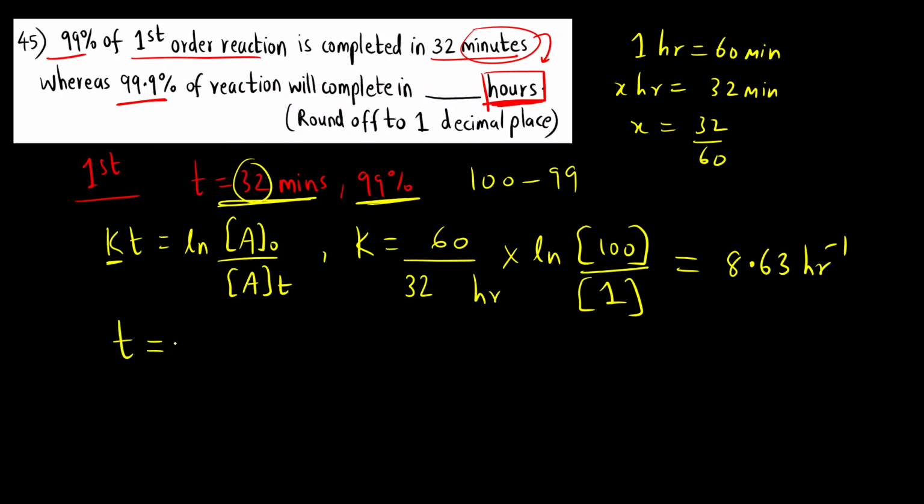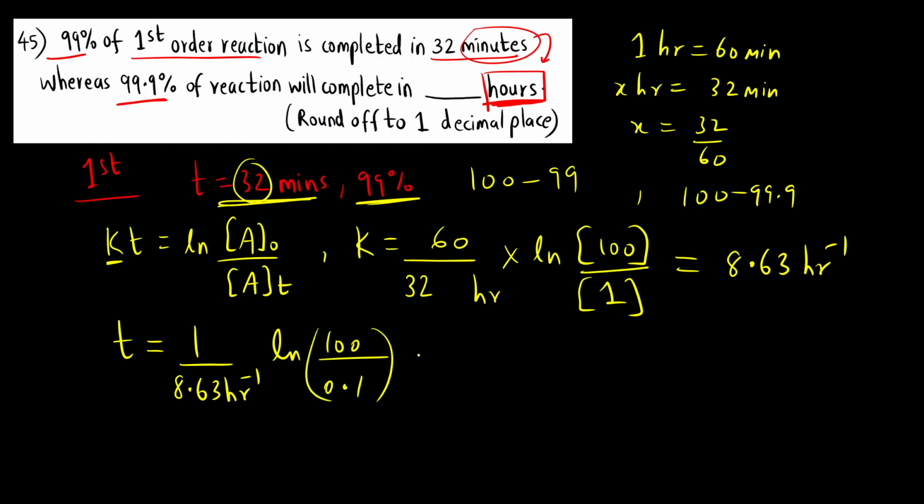Now we can calculate the time. 1 by 8.63 hour inverse ln of 100 divided by, now how much remains? 100 minus 99.9 is 0.1. 0.1 is nothing but 10 raised to minus 1. This will go to the numerator, and it will become 100 into 10, that is 1000. Solve this. The final answer in hours comes out to be 0.8.